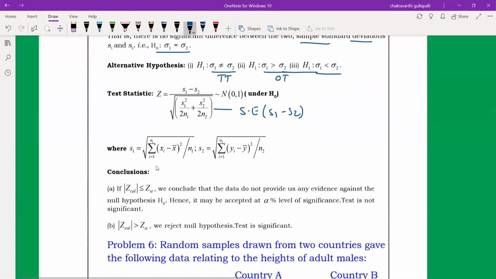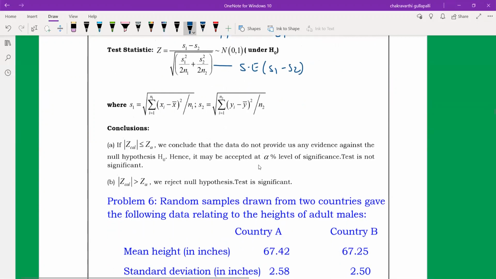S1 is equal to the square root of summation (xi minus x bar) whole square by n1. S2 is equal to the square root of summation (yi minus y bar) whole square by n2. S1 and S2 are defined here; both are sample standard deviations.